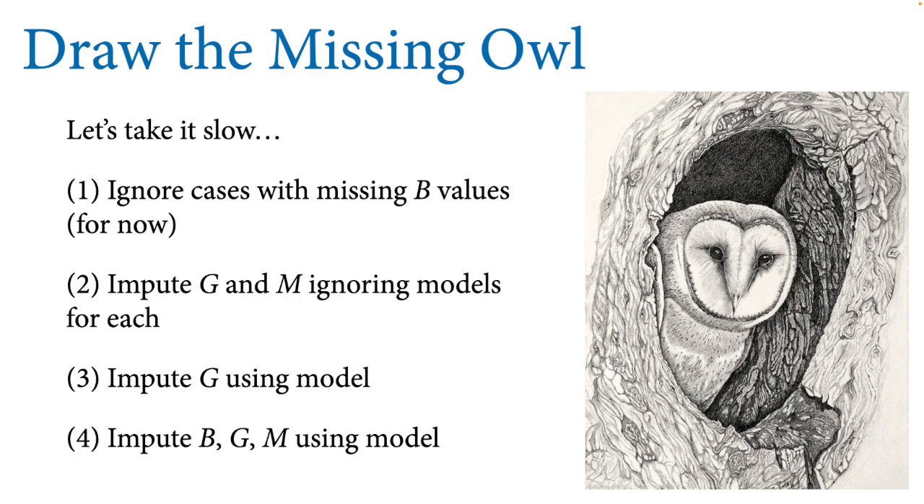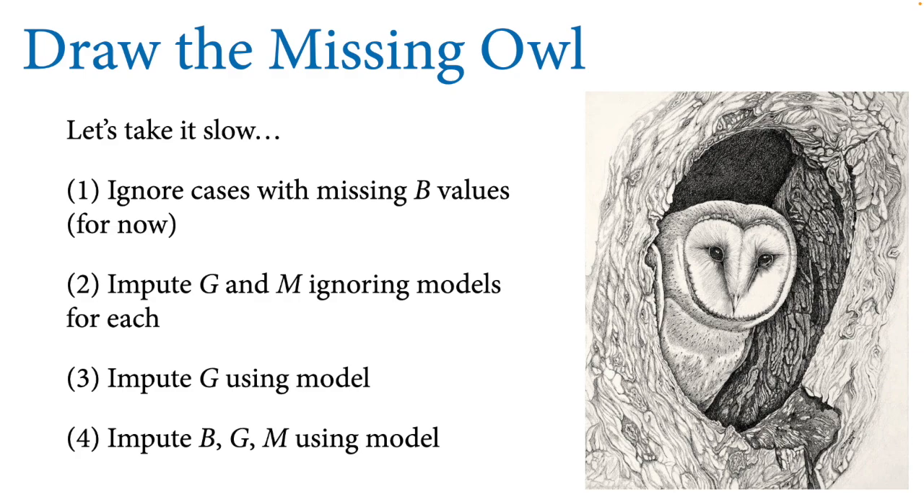We then want to impute G and M, ignoring the models for each, which is almost certainly the wrong thing to do, but I want to show it to you because, first of all, this is how you build up code. You start with things that are slightly wrong but have some structure to them so you can get the machine running, and then you add in the complexity and layers. It will also turn out to be very useful for showing you the consequences of adding the causes of G and M into the imputation. You'll understand this when I get there.